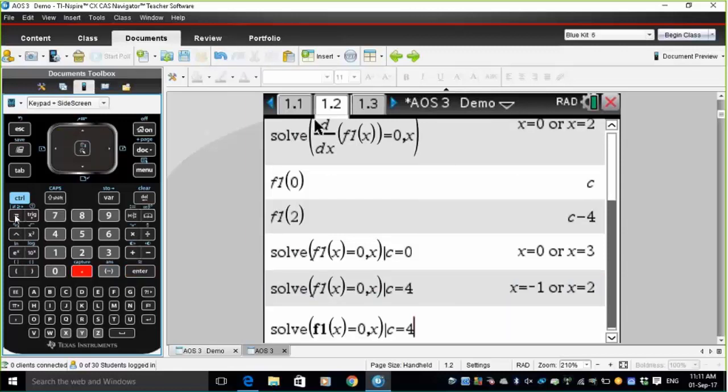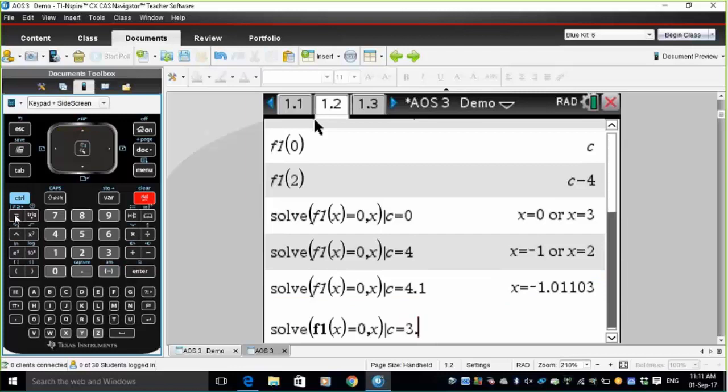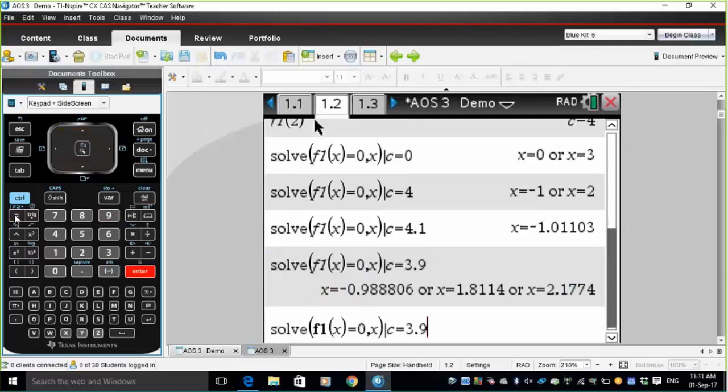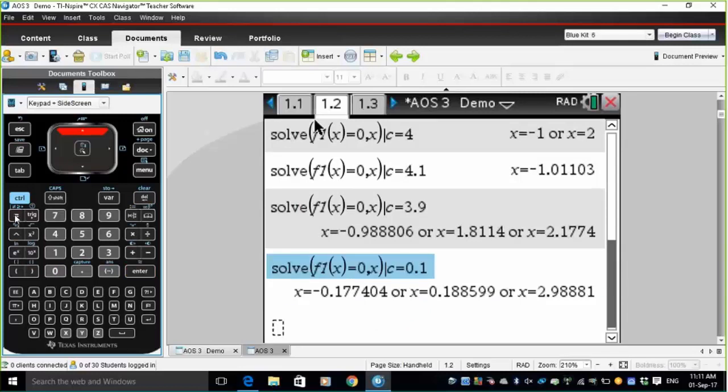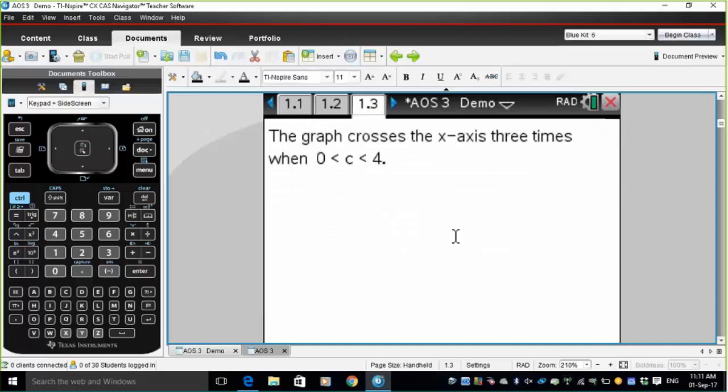But this is basically a trial and error method. Let's try c equals 4.1. I only get 1 value. What about when c equals 3.9? Here I'm getting 3 values. What about when c was, say, 0.1? Again, I'm getting 3 values. But if c equals minus 0.1, I'm only getting the 1 value. So it appears that this graph crosses the x-axis 3 times when c is between 0 and 4. Now, that's just one way of doing it. It was a bit of a trial and error method, but we can also see this graphically as well.